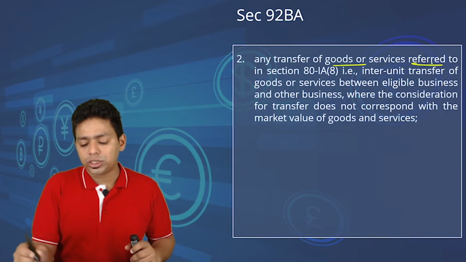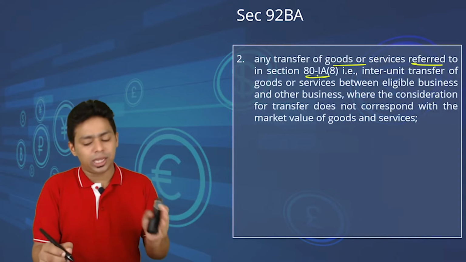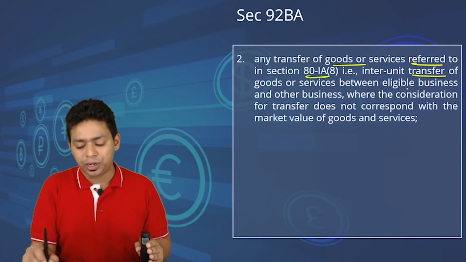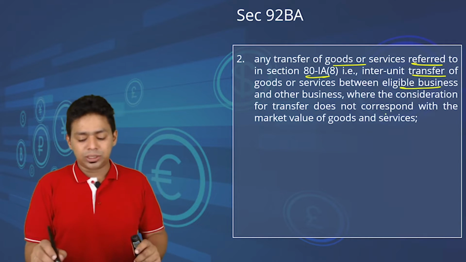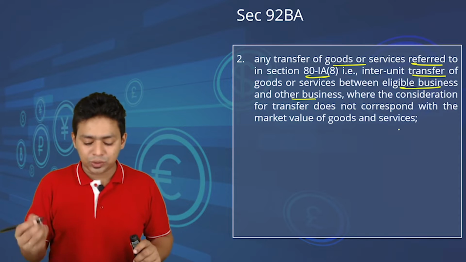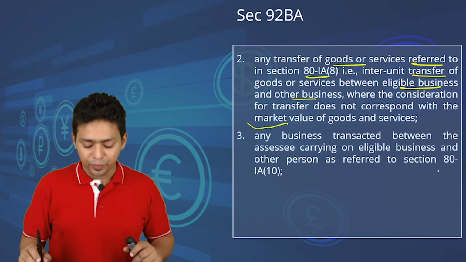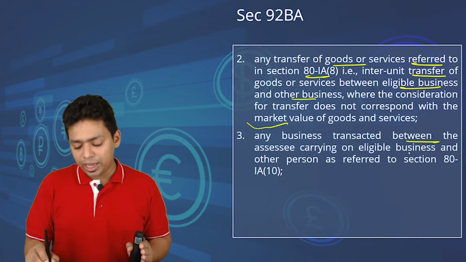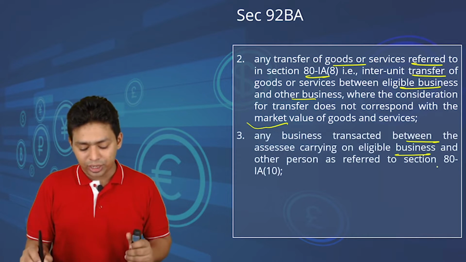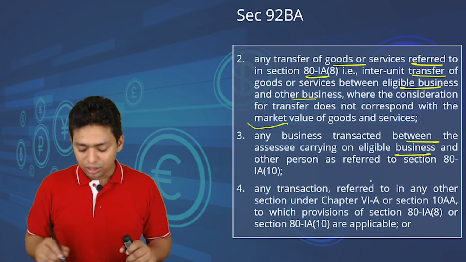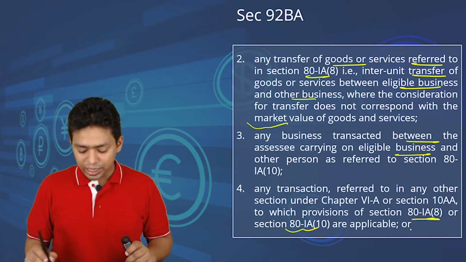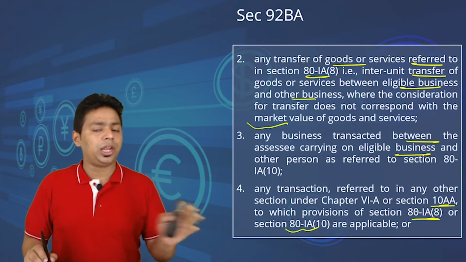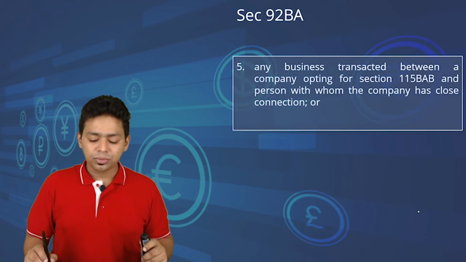Any transfer of goods or services referred to under section 80IA, inter-unit transfer of goods or services between an eligible business and other businesses, where consideration is again not at market value. Any business transacted between the assessee carrying on eligible business and other business referred under section 80IA subsection 8, subsection 10, 10AA, all of which are profit linked deductions, and inter-unit transfers.